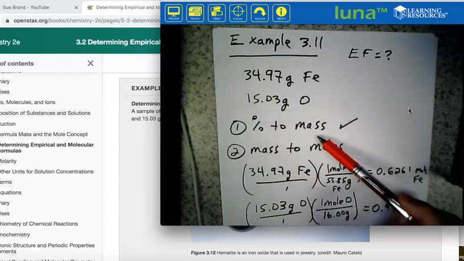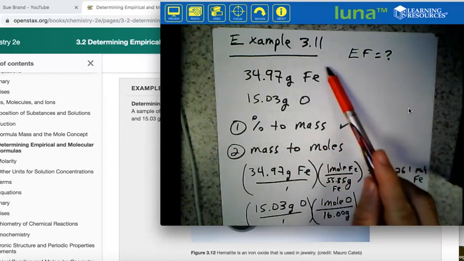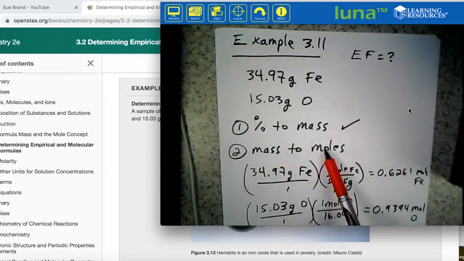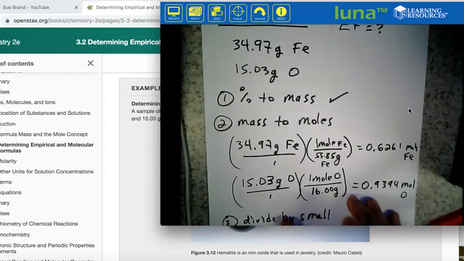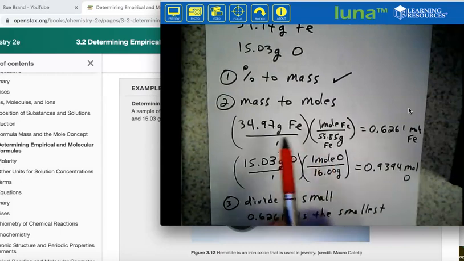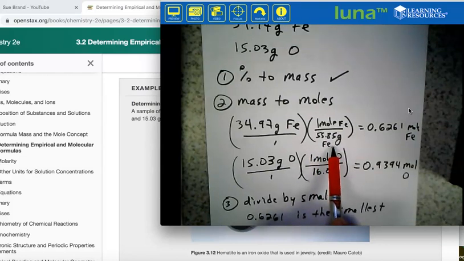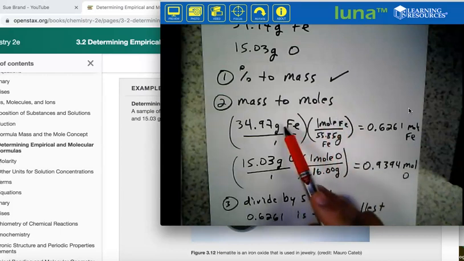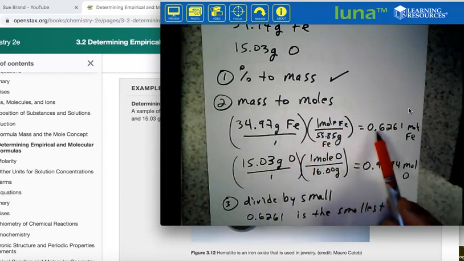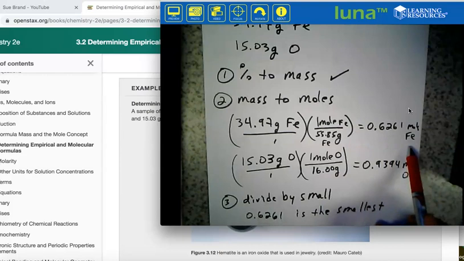So percent to mass is our first step. We've already checked that off because they gave us the masses. The next step would be to convert from masses to moles. We have the mass of iron, and we're going to convert that to moles of iron using the average atomic mass for iron, which is 55.85. We get that off the periodic table. We do the simple mass to moles conversion here to get moles of iron.